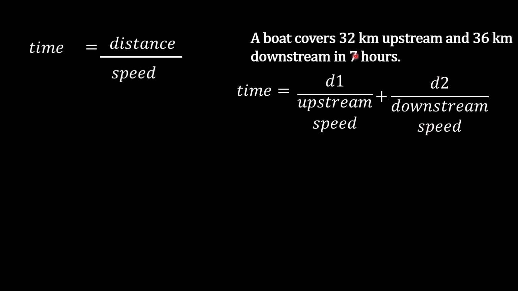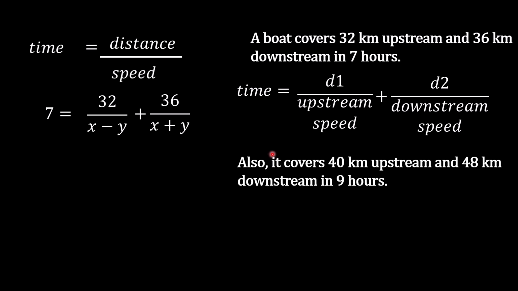Upstream distance here is 32, downstream distance is 36, and the time is 7 hours. So 7 is equal to 32 divided by upstream speed, which is x minus y, plus downstream distance 36 divided by downstream speed, which is x plus y.